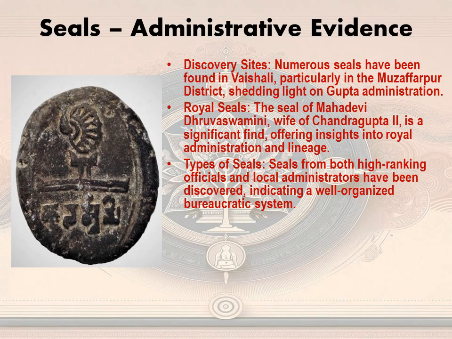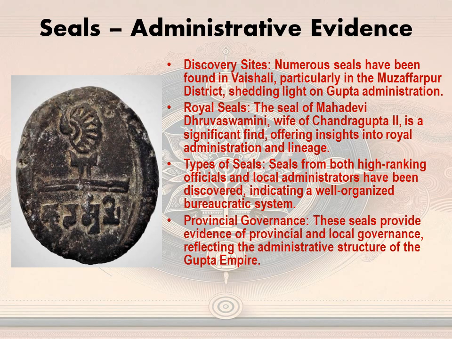Seals from both high ranking officials and local administrators have been discovered, indicating a well organized bureaucratic system. So, every hierarchical officer or every kind of administrative officer had their own seals, even the high ranking officials and the local administrators. Thus, we get evidence of a well organized bureaucratic system. These seals provide evidence on provincial and local governance, reflecting the administrative structure of the Gupta Empire.